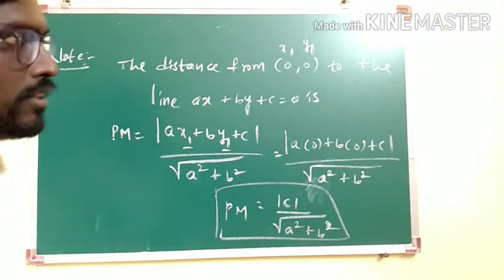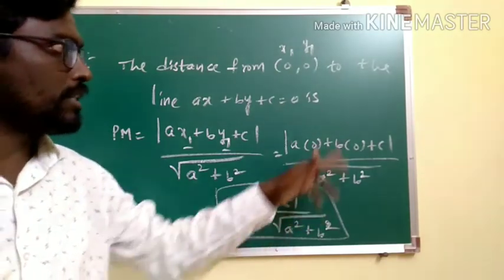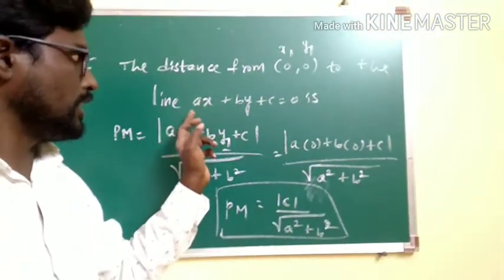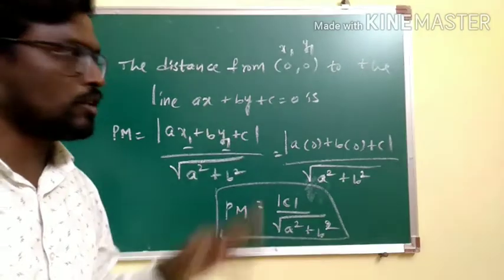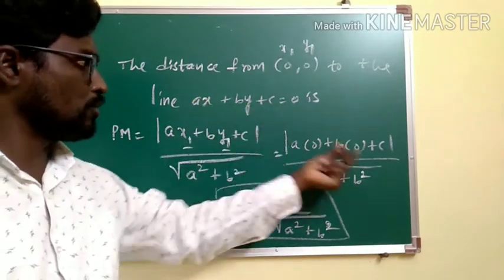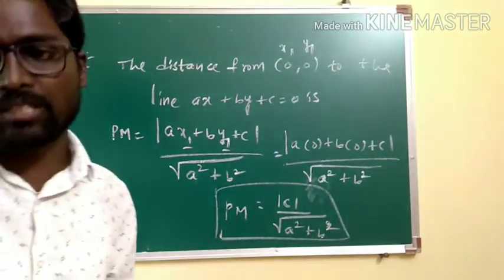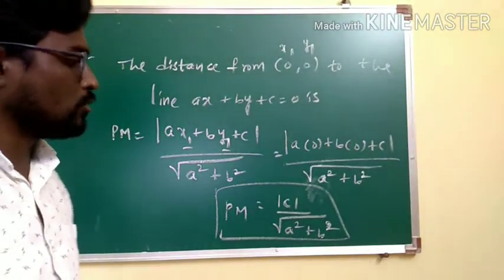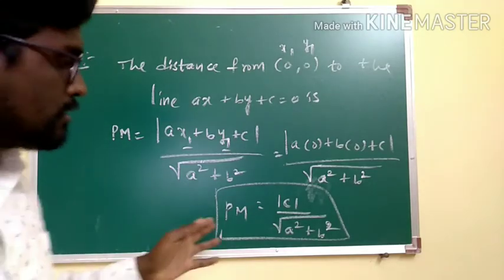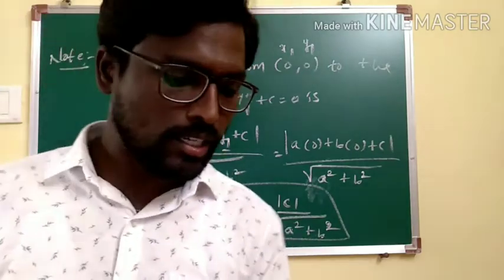See how simple it is? If you are talking about the distance from the origin, simply mod c, meaning only the constant will be there. The ax term and by term get reduced because x and y become 0. So a into 0 is 0, b into 0 is 0, and we will be left finally with root of a square plus b square. Therefore the distance from the origin to the line is mod c by root of a square plus b square. You are supposed to remember all these results I am telling you.